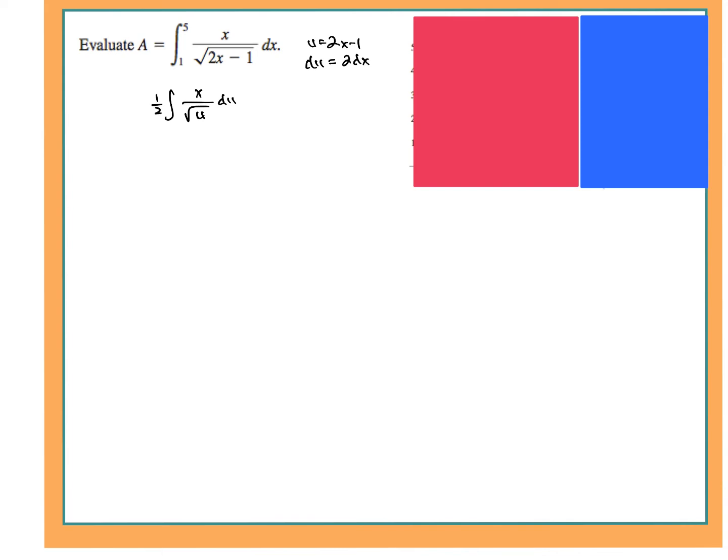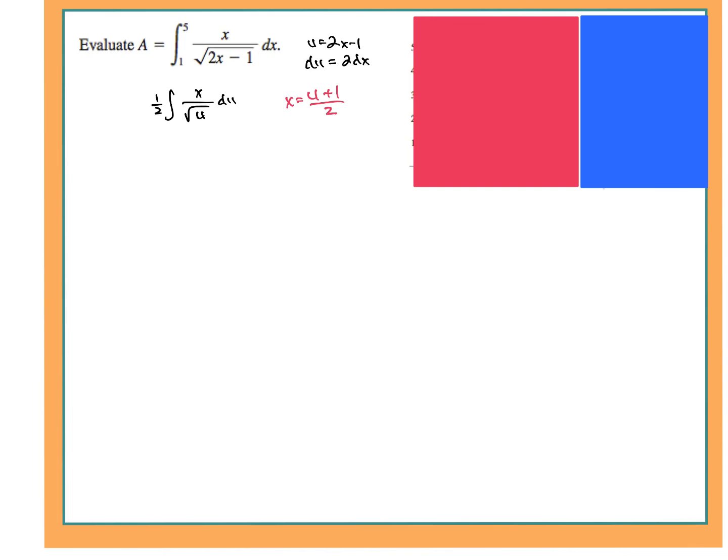So what's wrong with this thing again? We have an x that's not going away. So what do we need to do? We need to solve for x. So now I'd have u what? x is equal to (u plus 1) over 2.